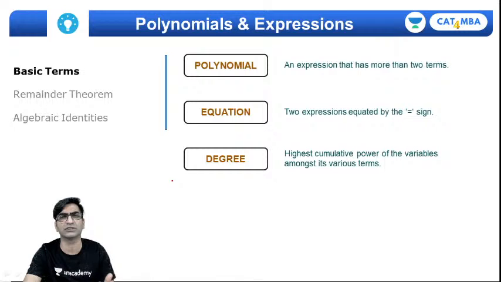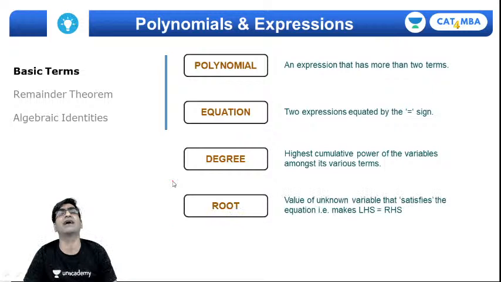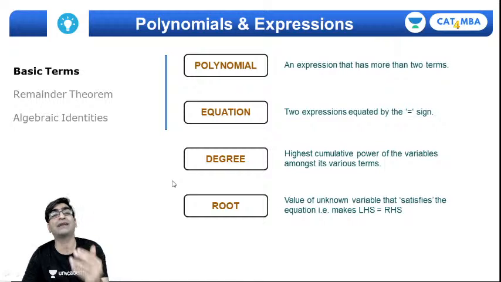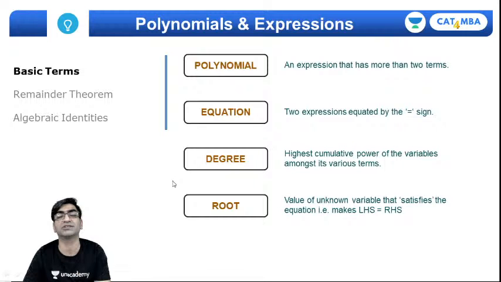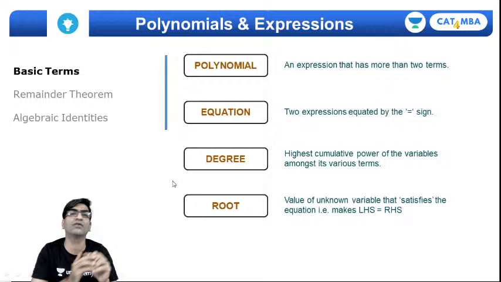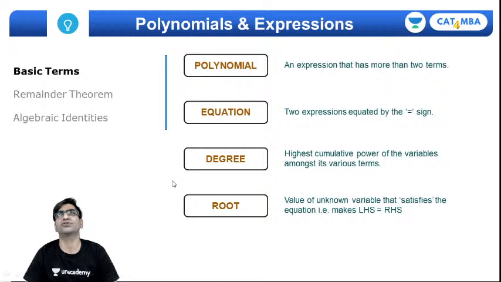So what exactly is a root? A root is the value of the unknown variable that you've considered, x, y, z, etc. Whatever value you substitute that makes the left hand side and right hand side of the equation equal. They're supposed to be equal. You have an expression on the left, you have an expression on the right, maybe a constant on the right, maybe even 0 on the right. But the value of x or y or z which, when substituted, makes the two equal is called a root.